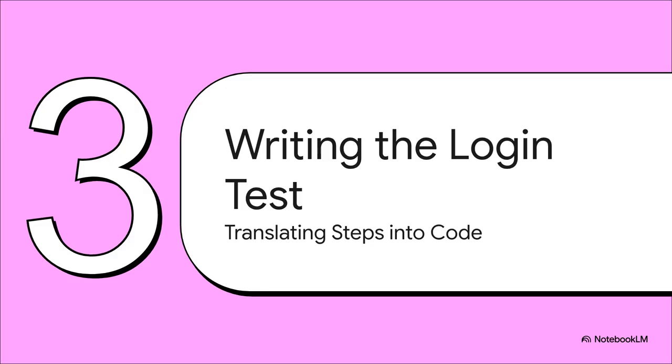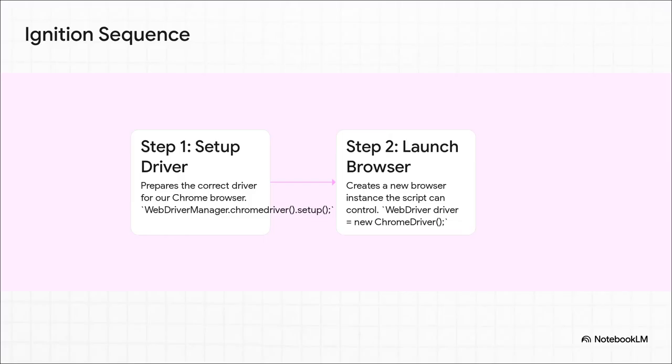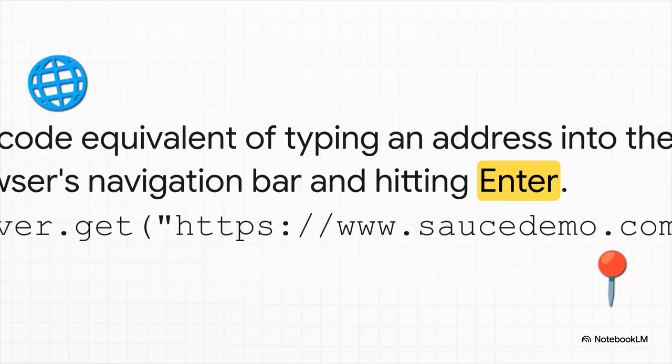All right, our workspace is ready. Now for the main events. Let's start translating those manual steps one by one into actual working Selenium code. So first things first, you can't drive a car without keys, and you can't automate a browser without a driver. That first line of code, that's the key. It automatically sets up the right driver for Chrome for us. The second line, that's us turning the ignition, launching a fresh, clean browser window that our script is now ready to control.